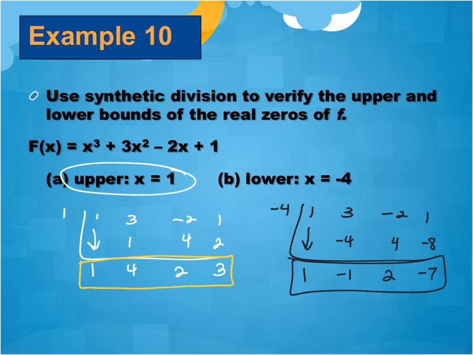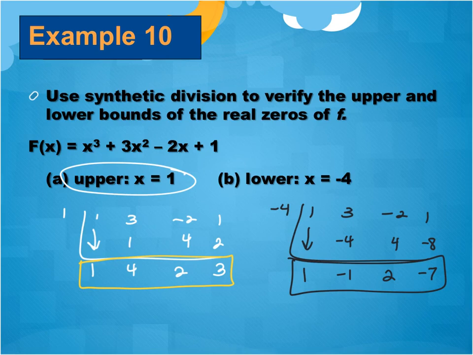Now I'm showing that they alternate. They go from positive to negative to positive to negative. That proves that -4 is the lower bound, and no number less than -4 is going to work in this function. Yep. It's not alternating, so it's not supposed to alternate. It's all positive or zeros for the upper bound.